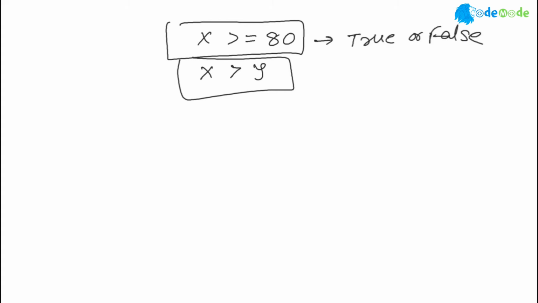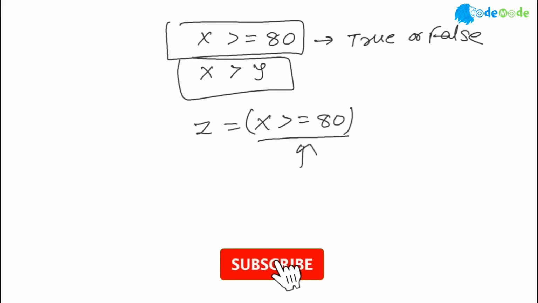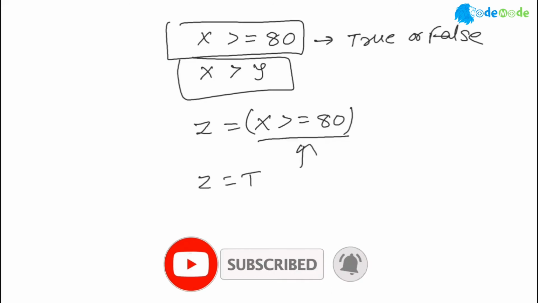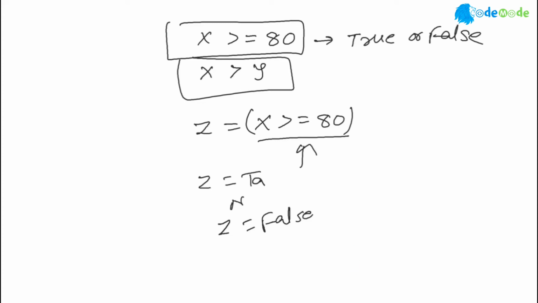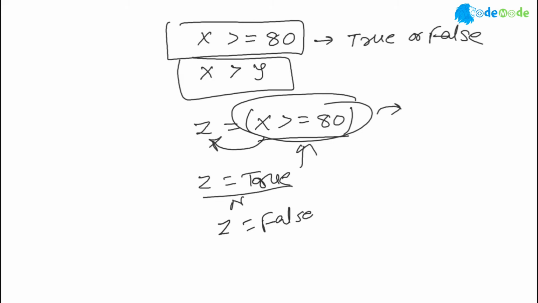I can store this value in another variable. I can say z equal to x greater than or equal to 80. This expression will evaluate to true or false, and z will become either True or False, with capital T. So I can directly create a condition that results in true or false, or store it in a variable and then use the variable to test true or false.